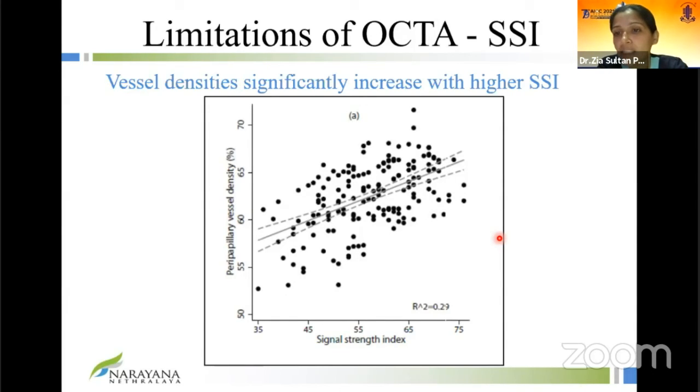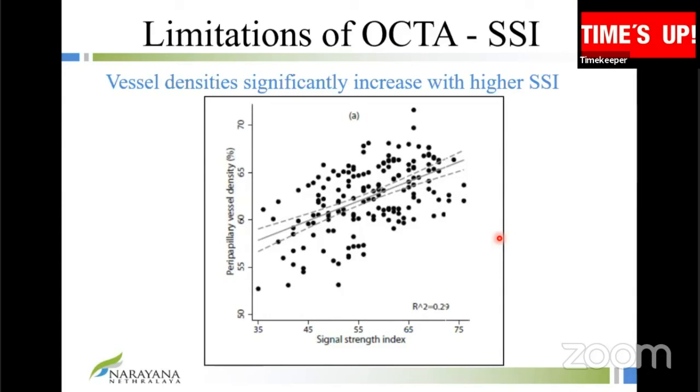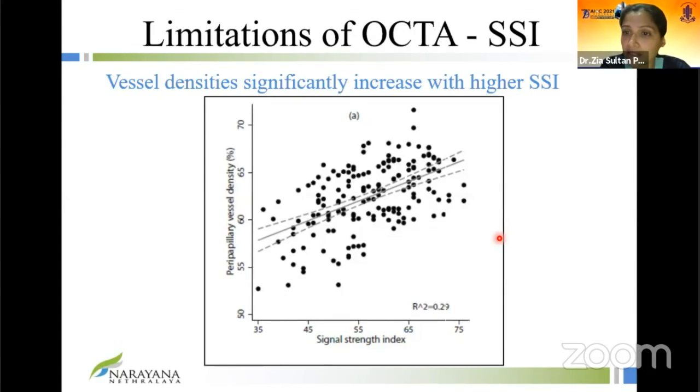Unlike in OCT, for example, in this same machine, the OptoVue system for OCT, after a signal strength index of around 40, we are not seeing any change in the RNFL thickness. This is not the case with OCTA. So you have to account for signal strength index in any study that you do, especially in patients on follow-up. If the patient develops a cataract and the signal strength index falls, you will also see a fall in the vessel density. And if you're doing a study, you have to adjust for signal strength index across the scans.